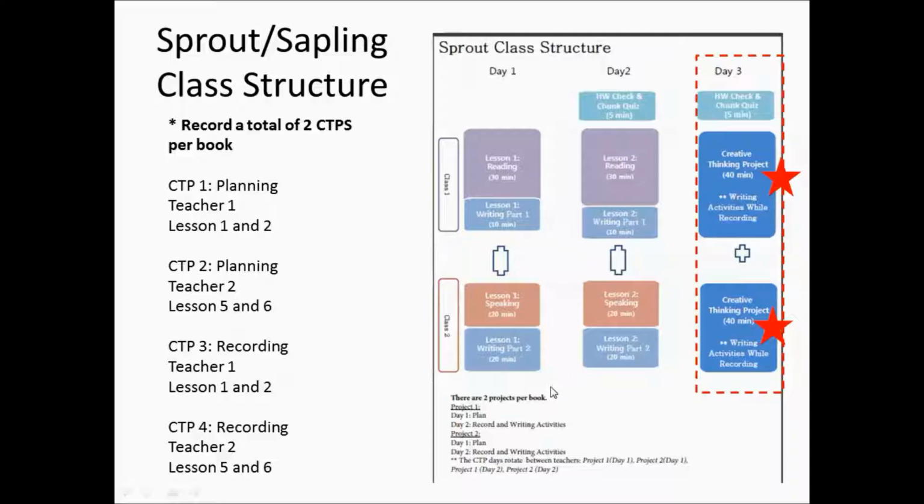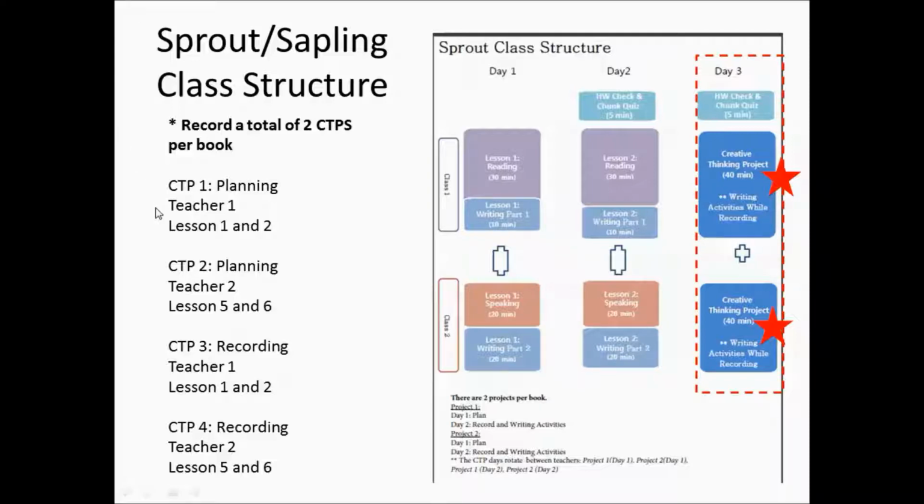However, their communication is more advanced, and so they're able to accomplish more on day 3. Also, you will notice that sprout and sapling only record 2 CTPs per book. If we compare that to seed, they recorded 4 CTPs per book. Now with sprout and sapling CTPs, we'll still run into the issue where we don't want 2 teachers sharing the same CTPs. So we have adjusted the schedule.